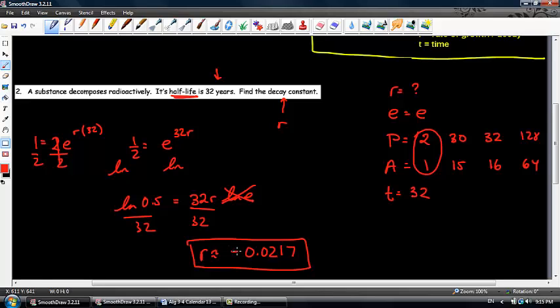All right, and we should have expected a negative rate because if something's decaying, that means it's decreasing in size. All right, let me pause and I'll upload the next one.